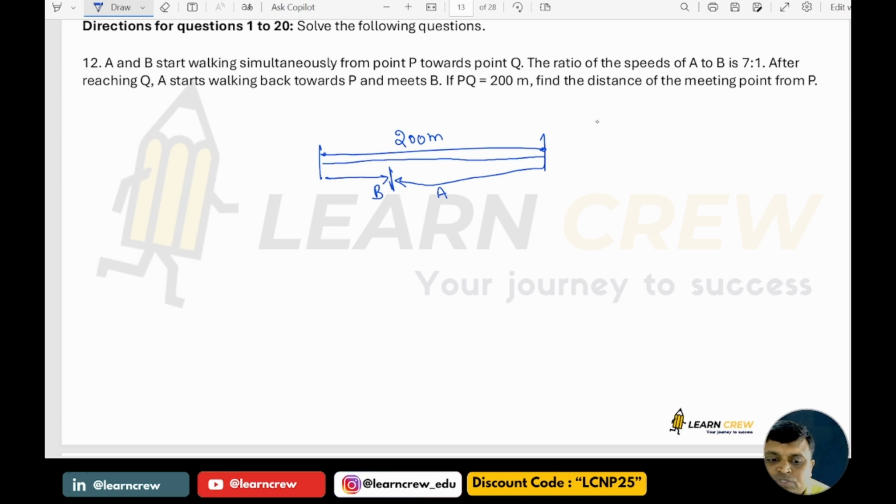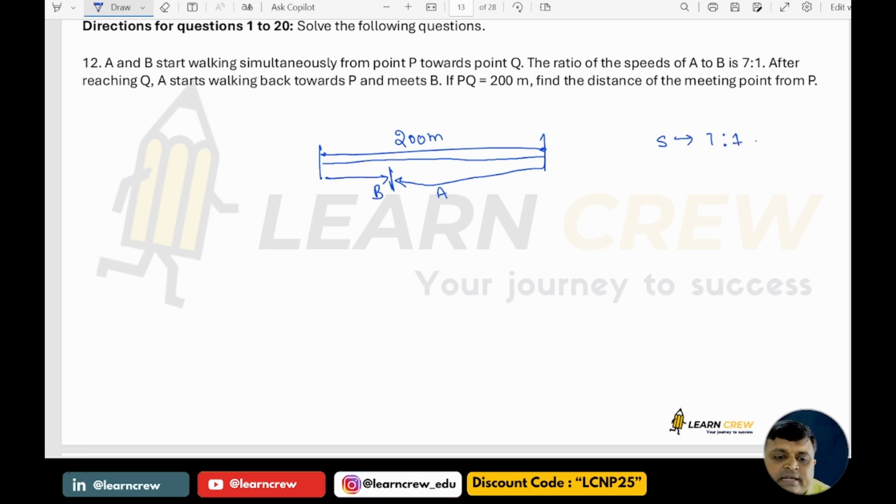Now if you see here, A is covering this much, B is covering this much. So the total distance is how much here? 400, or not? Total distance is 400. Please understand, the total distance is 400. Now, the ratio of the speeds is 7:1, which means the speeds are in the ratio 7:1.